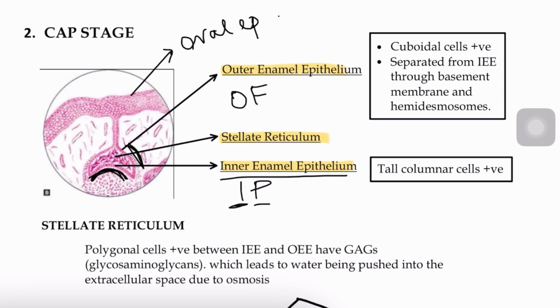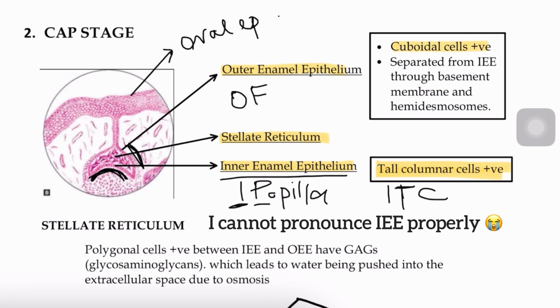Now, the inner cells, which were polygonal before, are now tall columnar cells. So the inner enamel epithelium are tall columnar cells. How to remember this? It can be ITC. IP was the inner enamel epithelium nearby the dental papilla cells, and this is ITC company. The inner enamel epithelium are tall columnar cells, and the outer enamel epithelium are basically cuboidal cells, separated from the inner enamel epithelium through a basement membrane and hemidesmosomes.